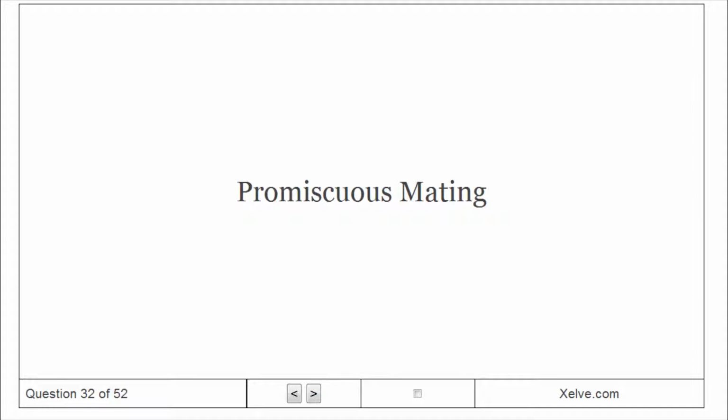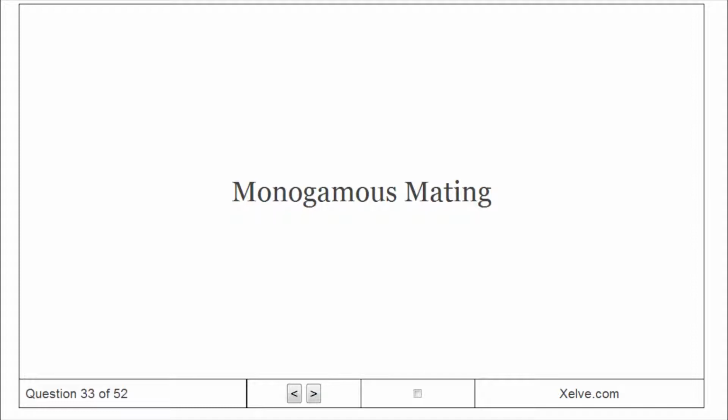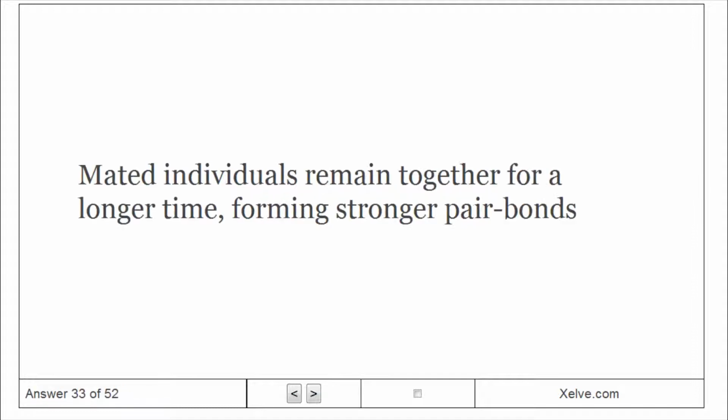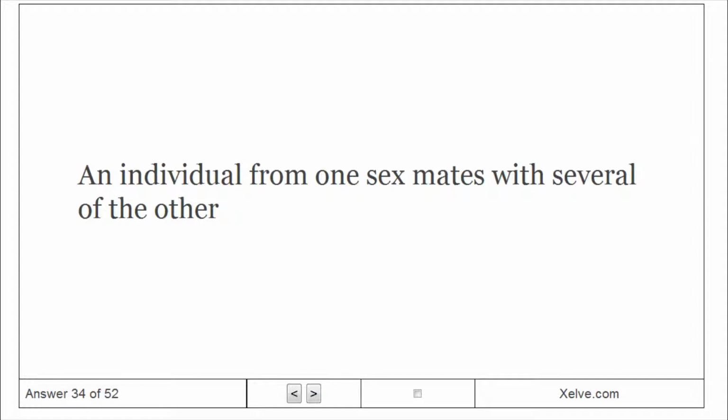Promiscuous mating: mated individuals form no long-lasting relationships or strong pair bonds. Monogamous mating: mated individuals remain together for a longer time, forming stronger pair bonds. Polygamous mating: an individual from one sex mates with several of the other.